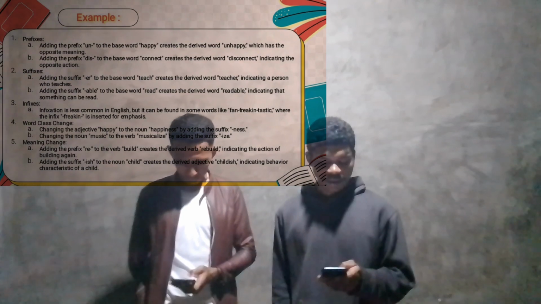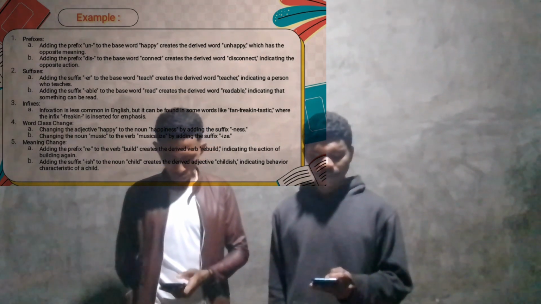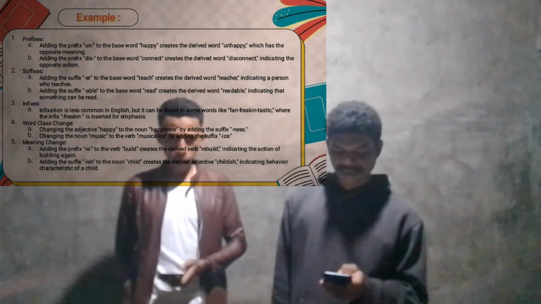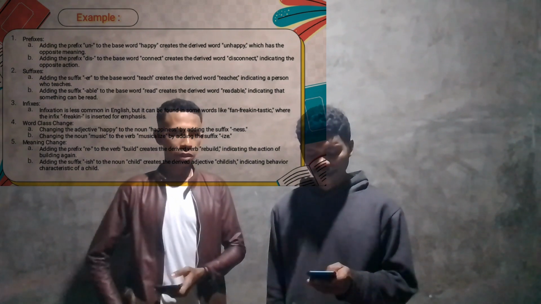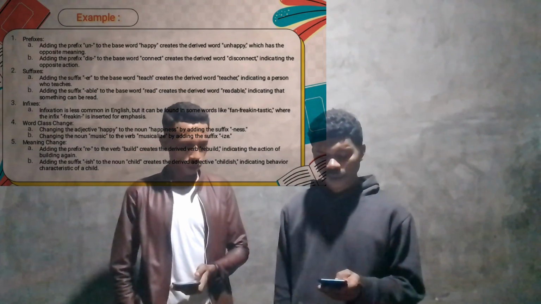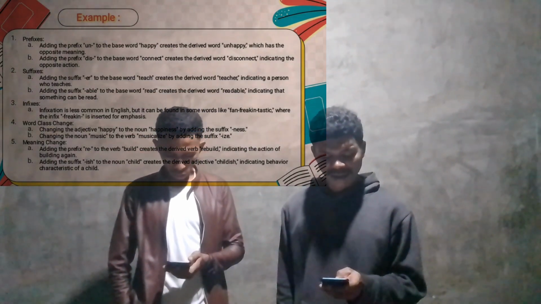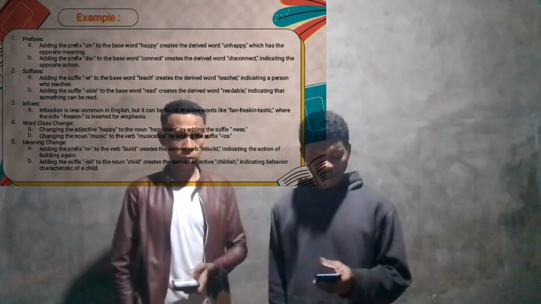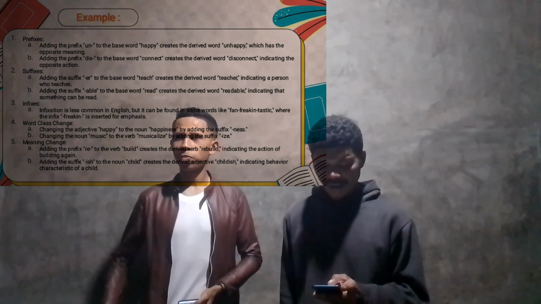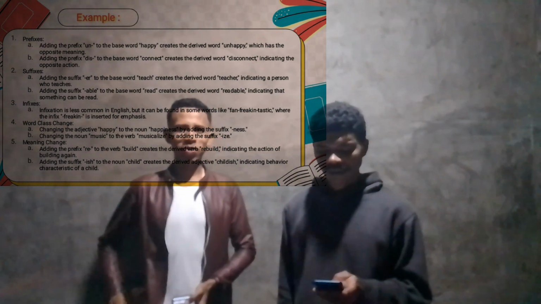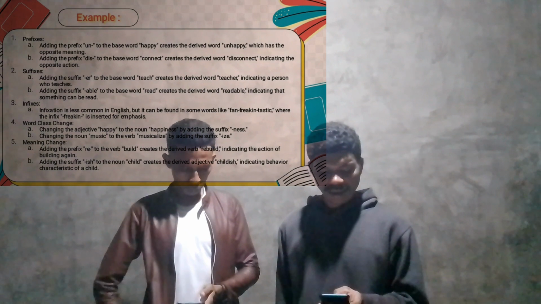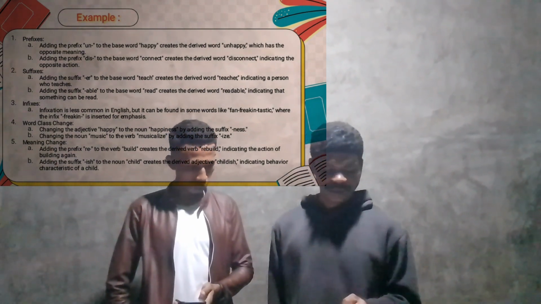The first is prefixes. Adding the prefix "un" to the base word happy creates the derived word unhappy, which has the opposite meaning. And then adding the prefix "dis" to the base word connect creates the derived word disconnect, indicating the opposite action.